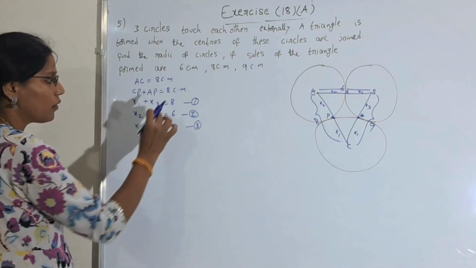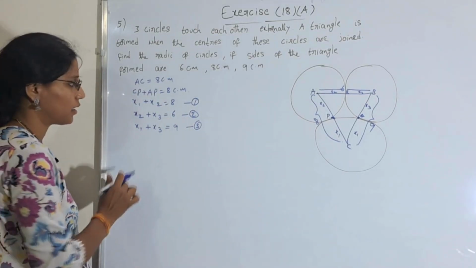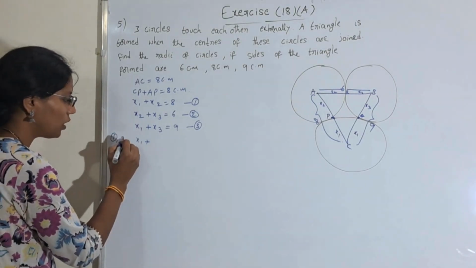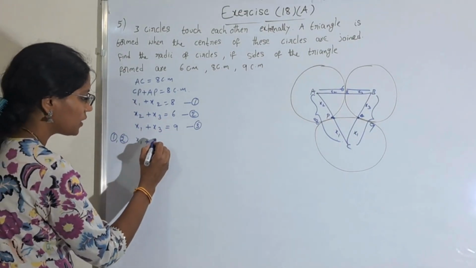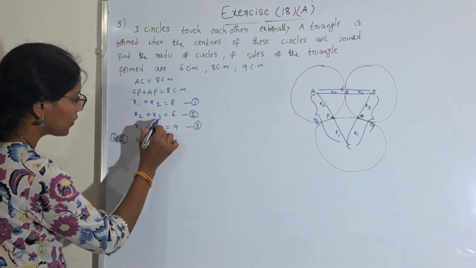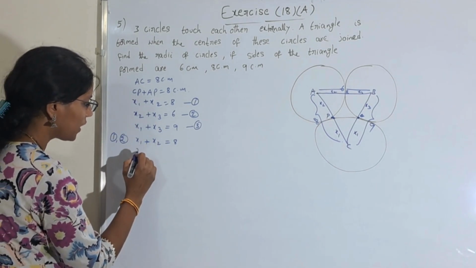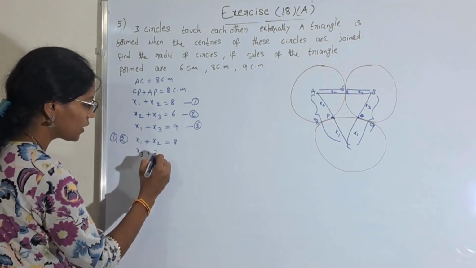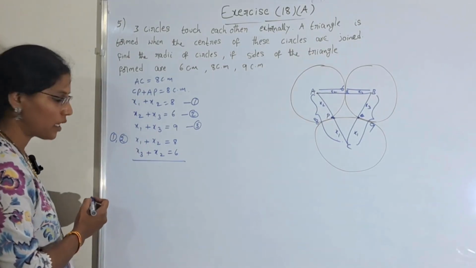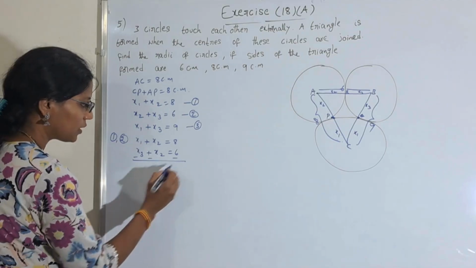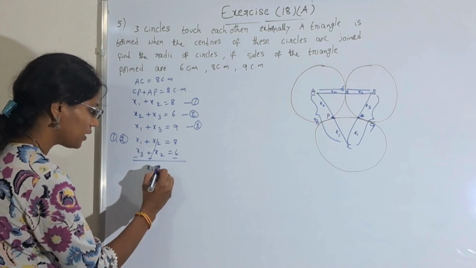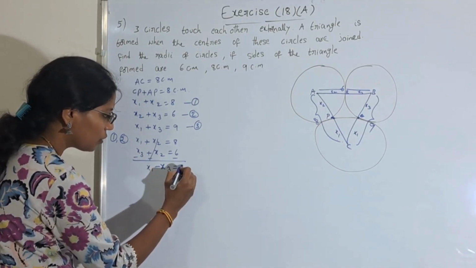First two equations we consider. We use the elimination method on equations 1 and 2. x1 plus x2 is equal to 8 centimeters. Second equation, x2 plus x3 is equal to 6 centimeters. By the elimination method, minus minus minus, x2 minus x2 cancels. Remaining, x1 minus x3 is equal to 2.